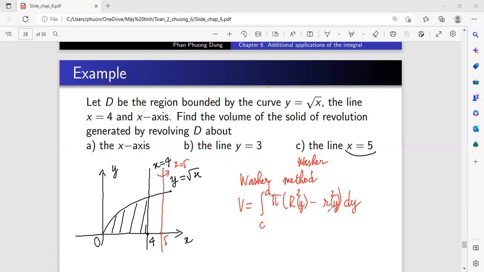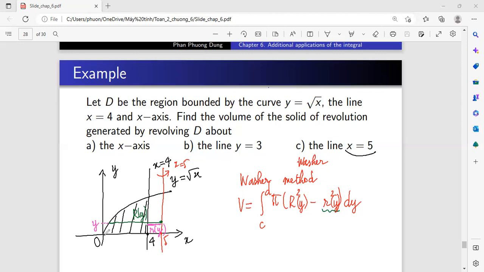Now we will sketch the big R and the small r. The outer radius of revolution is the distance from the axis of revolution to the outer boundary, that means the boundary that is farther from the axis of revolution than the other one. This is R of y. And the inner radius of revolution, or the smaller radius, is the distance from the axis of revolution to the nearer or inner boundary of the region. This is r of y. And we measure the radius of revolution at each position y.